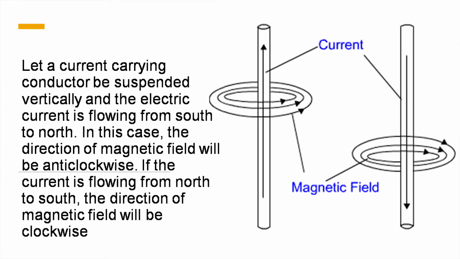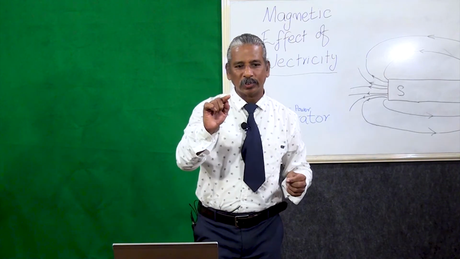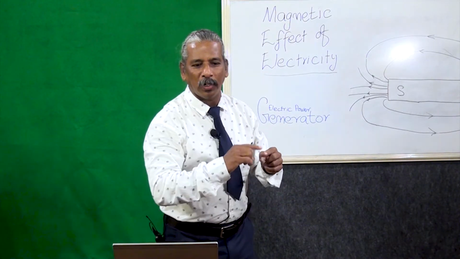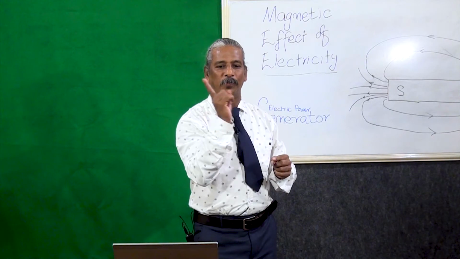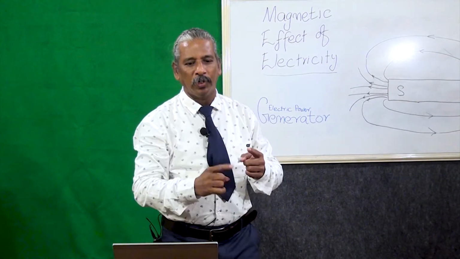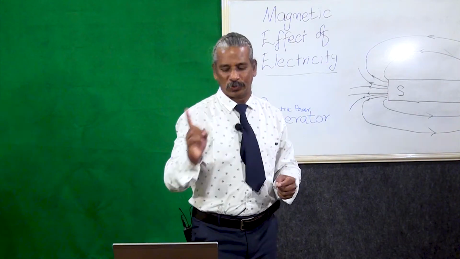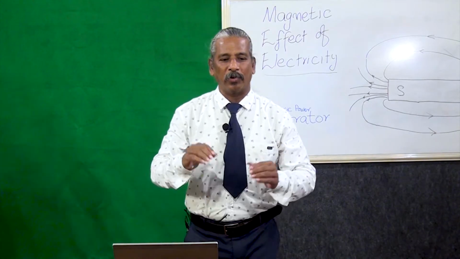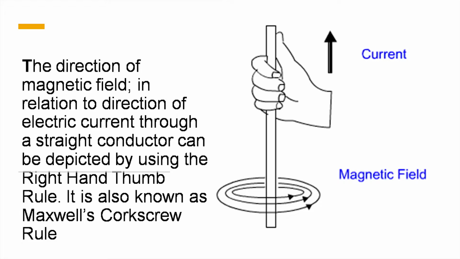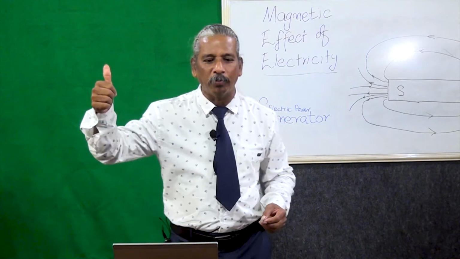Let a current carrying conductor be suspended vertically and the electric current is flowing from south to north. In this case, the direction of magnetic field will be anti-clockwise. And if the current is flowing from north to south, then the direction of the magnetic field will be clockwise. The direction of magnetic field in relation to direction of electric current through a straight conductor can be depicted by using the right hand thumb rule.